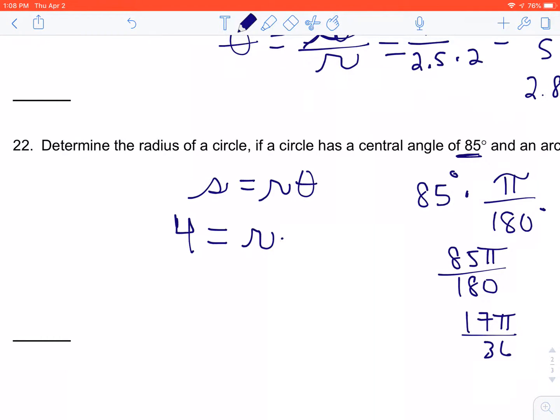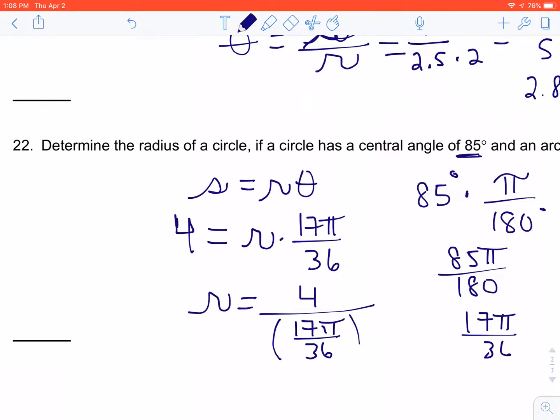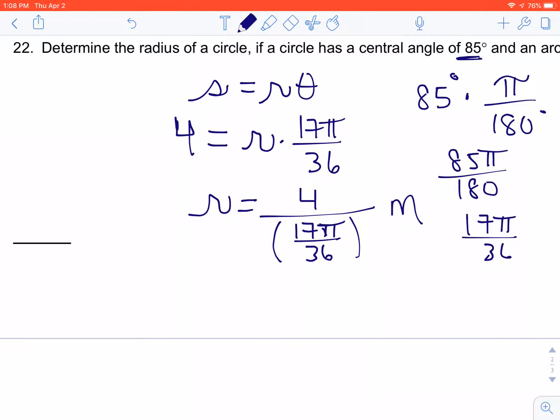I have 17 pi over 36, because many of you did it this way. And then some of you did 4 divided by 17 pi over 36, which is correct, but our answer is a complex fraction, and we don't want to leave it a complex fraction. My units are also meters. So in the last unit, remember, we learned that when you divide, it really means you're multiplying by the reciprocal.